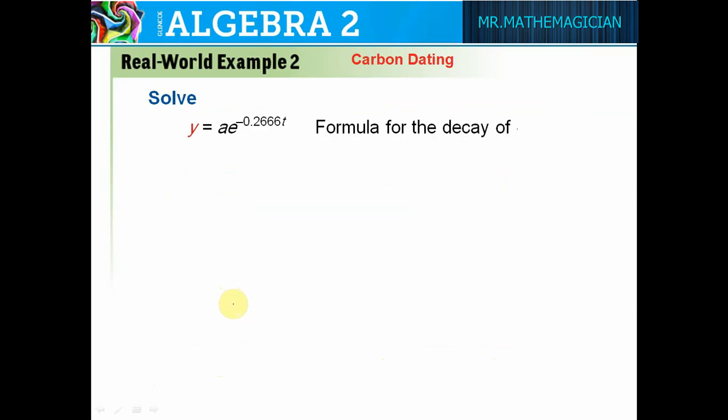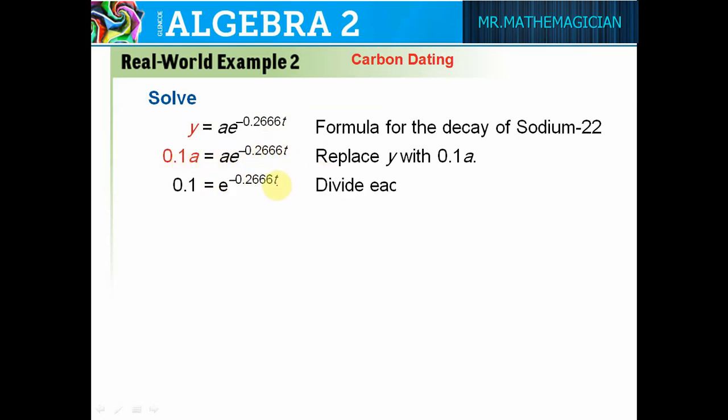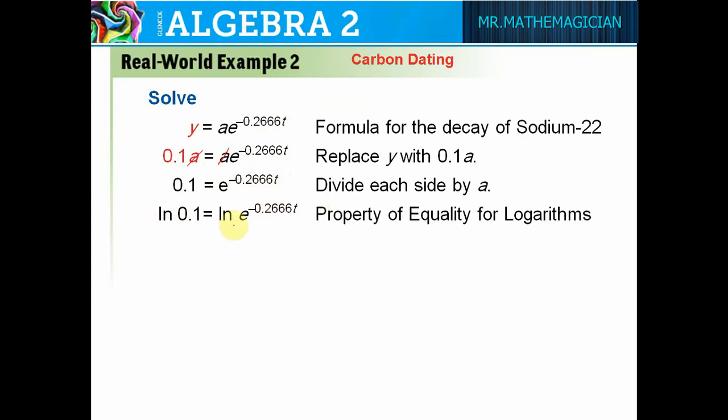Let's solve. So we begin with the rule y equals a e to the negative 0.2666t, and we replace the y with 0.1a, which is the same as 0.10, equals a e to the negative 0.2666t. Now we divide both sides by a, so a got cancelled. So 0.1 equals e to the negative 0.2666t. So now we take ln for both sides, so that ln will cancel the e.